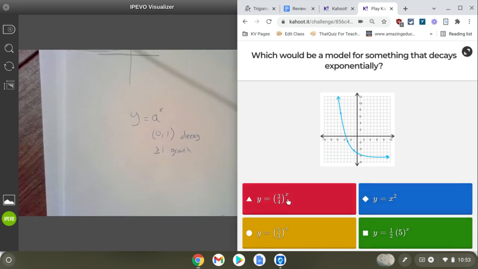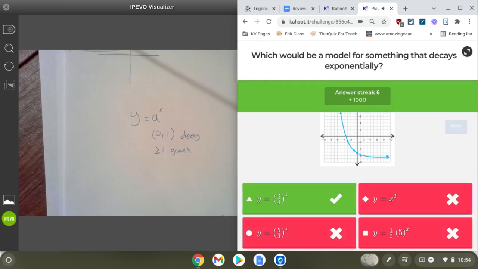So we want one where the base right here is between 0 and 1. 5/3 is bigger than 1, so it's going to grow. 5 is bigger than 1, so it's going to grow. This one is between 0 and 1, so it's going to be exponential decay.